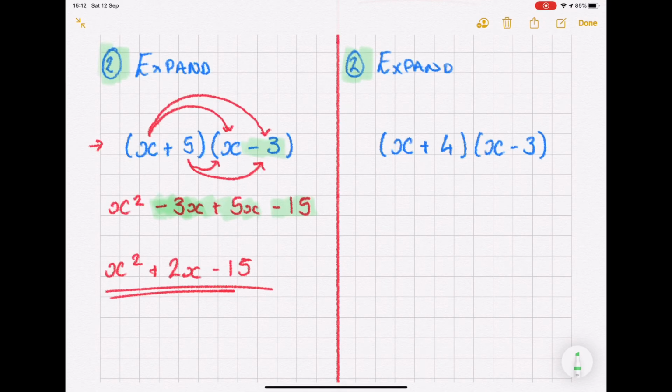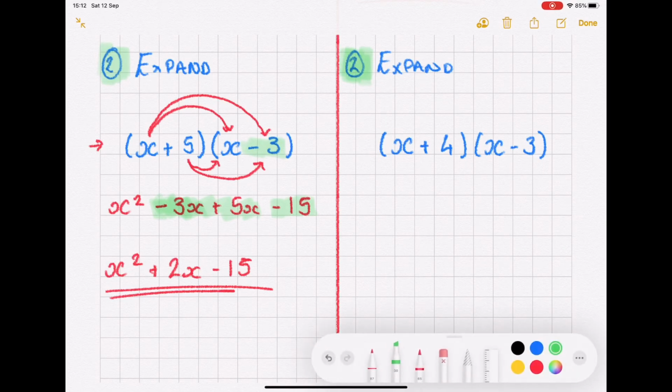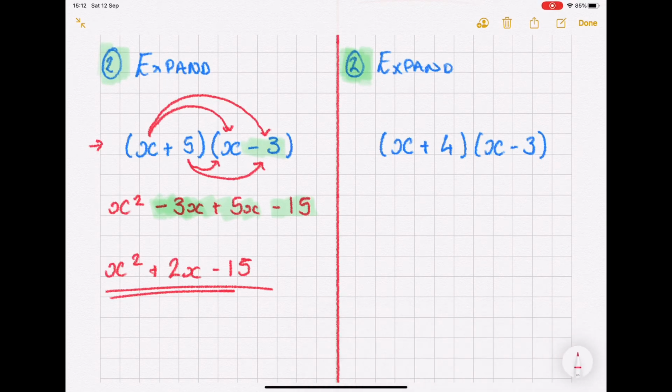Okay, so hopefully you've had a go at doing this right-hand example. Let's expand it. So we're going to do our firsts. So x times the x gives us x squared. Then we're going to do this one here, the outers. So x times by negative 3 gives us negative 3x. Then we're going to do our inners. So 4 times by x is plus 4x.